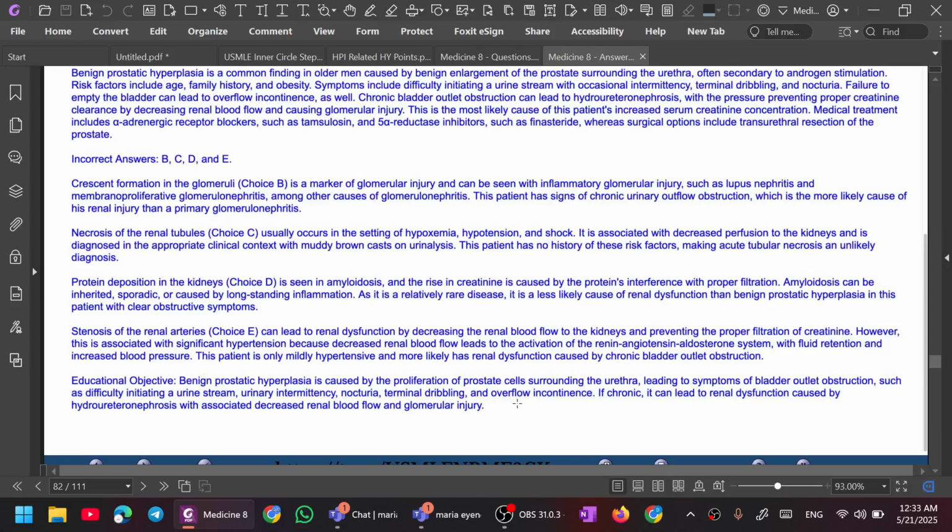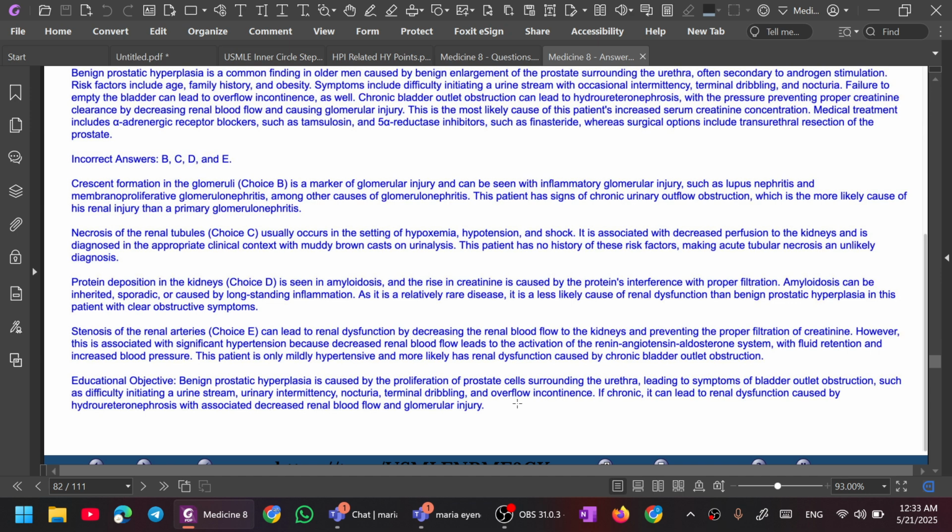It's not D, because protein deposition in the kidneys is seen in amyloidosis, and the rise in creatinine is caused by protein interference with proper filtration. Amyloidosis can be inherited, sporadic, or caused by long-standing inflammation. As it is a relatively rare disease, it is a less likely cause of renal dysfunction than BPH in this patient.